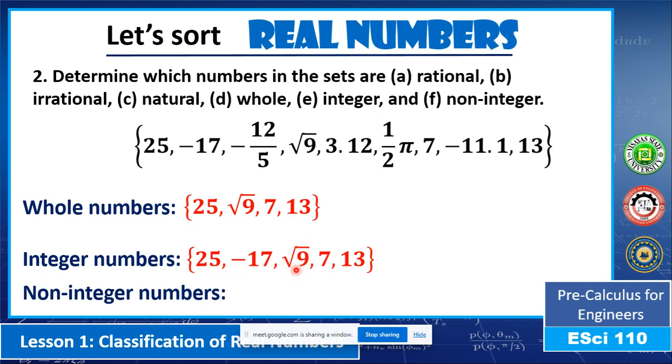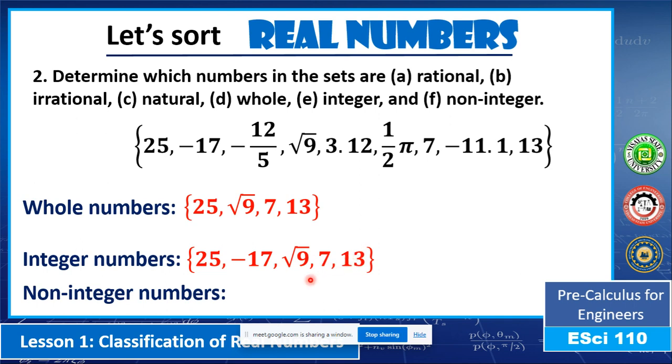But in this case, you don't need to note 'only for positive 3', because negative 3 is also an integer, a negative integer. So therefore all values of the square root of 9 are included, so we don't need to put a note. The next, 7, of course, a positive integer, and also 13, a positive integer.